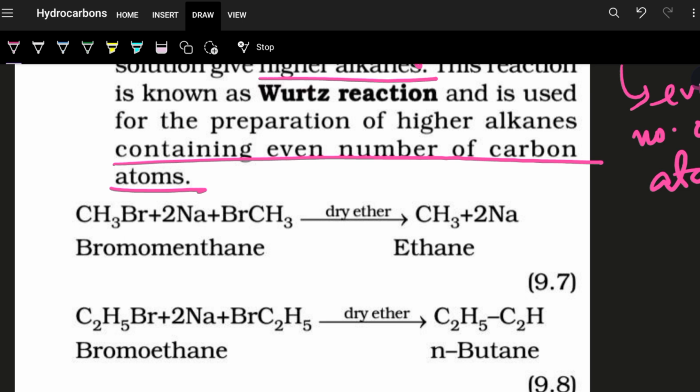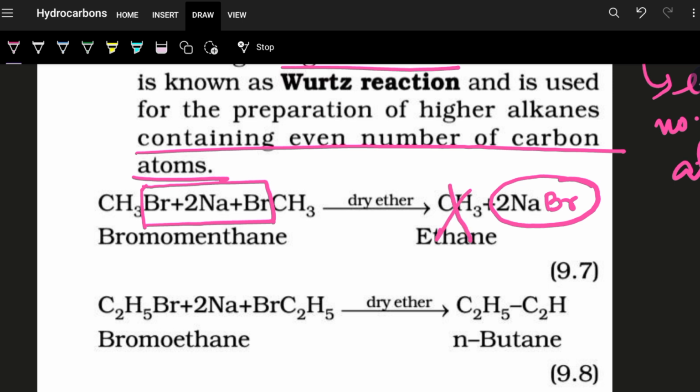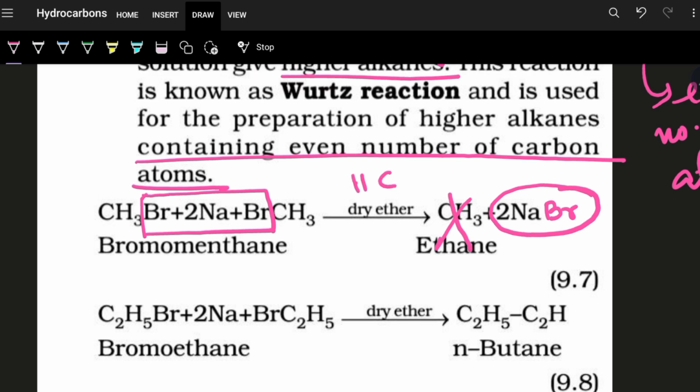If we take 2 moles of the same alkyl halide, you can just cut out this part and imagine that it is forming 2 moles of NaBr. Correct it, 2 moles of NaBr it is forming. And the two methyl groups are combining and forming CH3-CH3. Correct it, it is ethane.